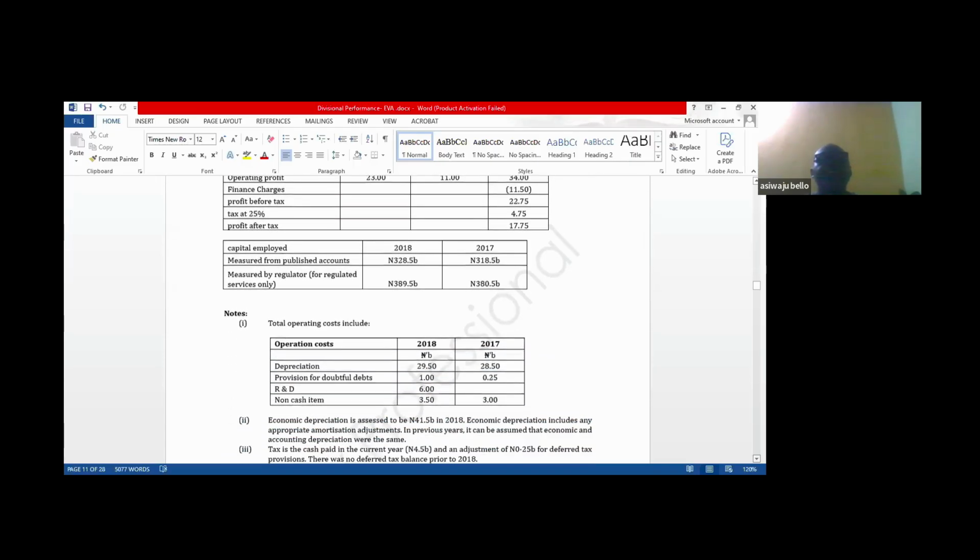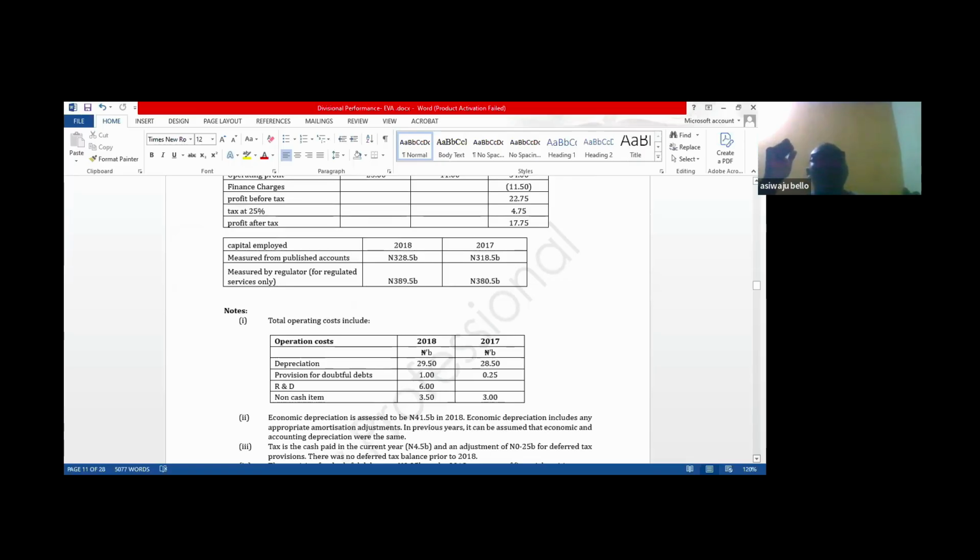Next, we have the capital employed figure as measured from the published accounts of the company. We are given figures for 2018 and 2019. We also have the capital employed figure as measured by the regulator.